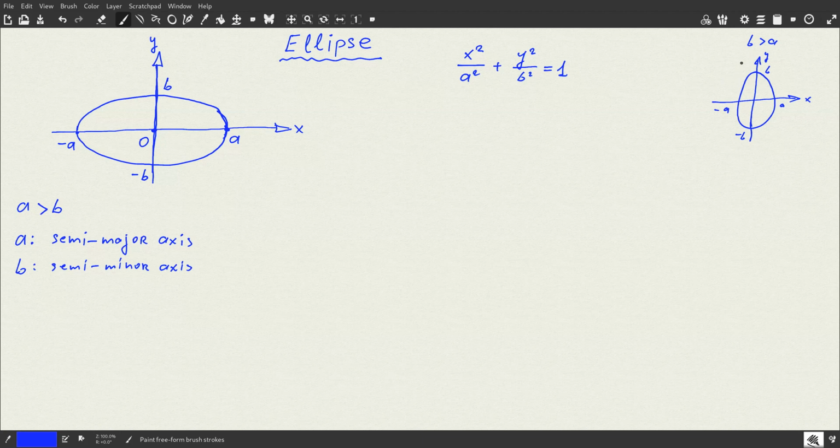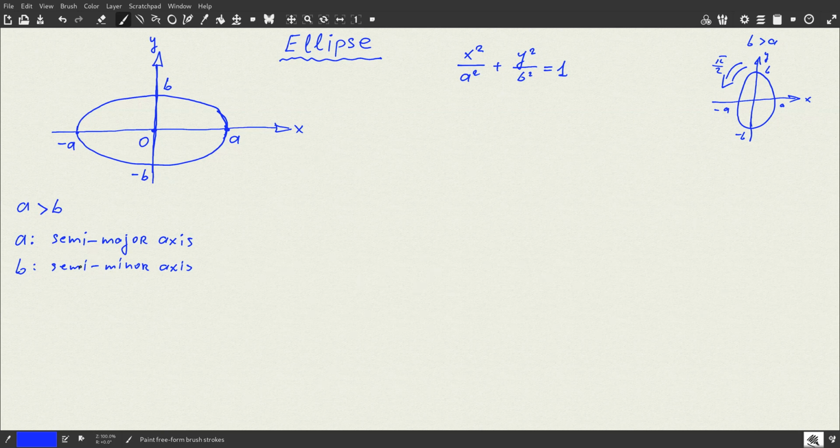In that case, we would perform a rotation of our ellipse, for example, by pi over 2. About rotations and other transforms, we'll talk later, I think, in the next lecture, and we will get our ellipse in this canonical form with a greater than b, and then basically these names, semi-major axis and semi-minor axis, will be correct, because major should be greater than minor.